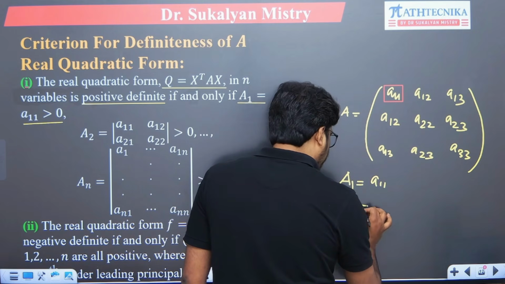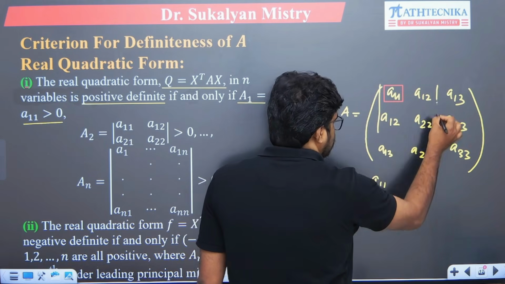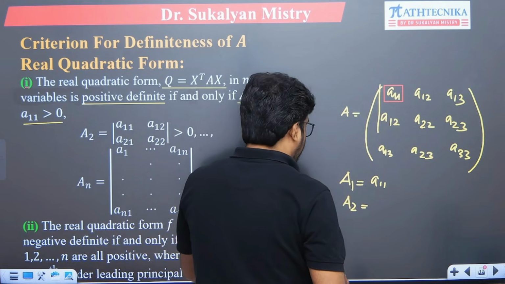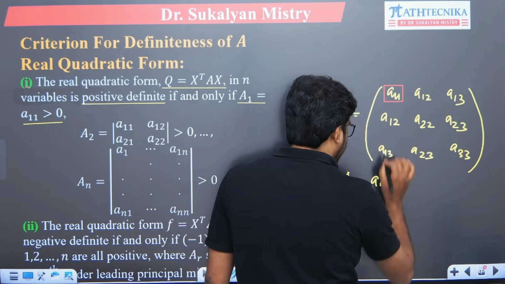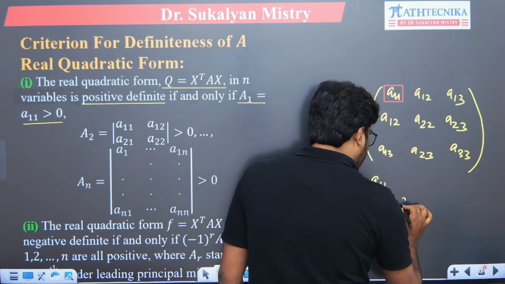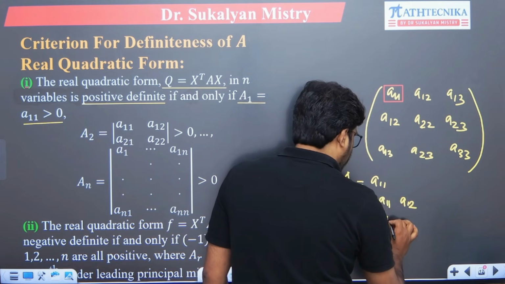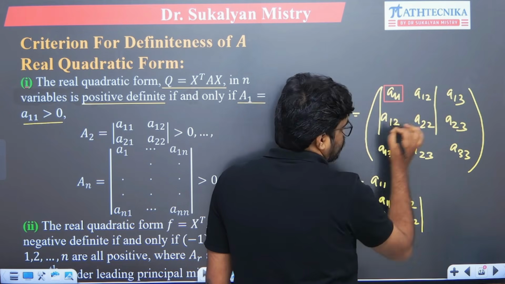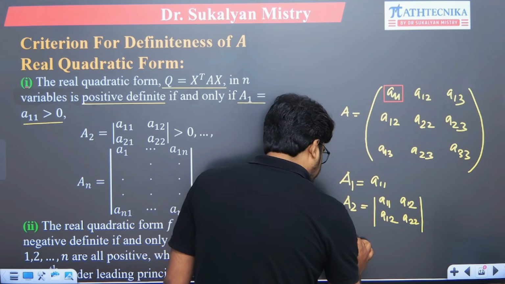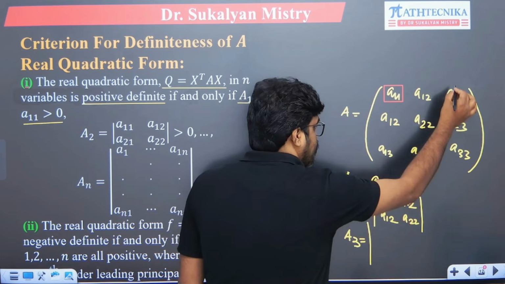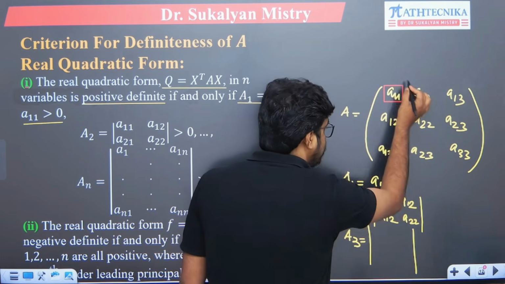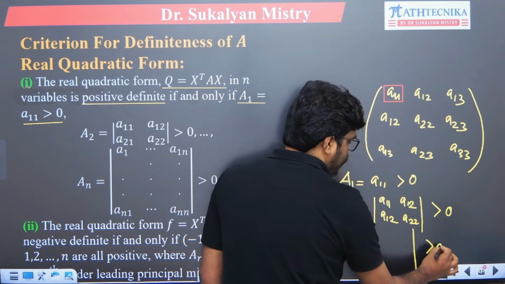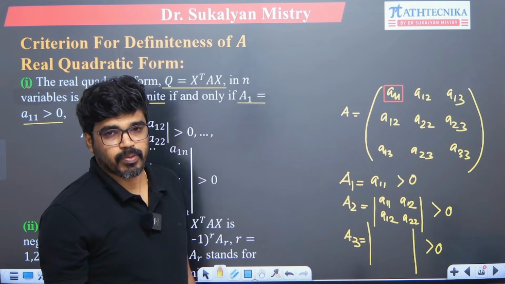A2 we consider this, the second order principal minor, that means a11, a12, a21, a22, the determinant of this. And A3 is the determinant of this whole matrix. If all are positive, then it is said to be positive definite.